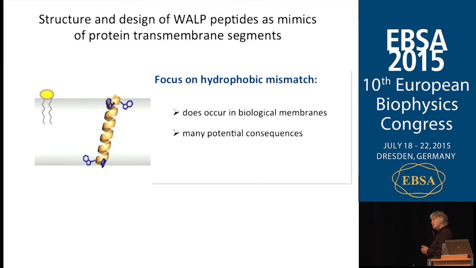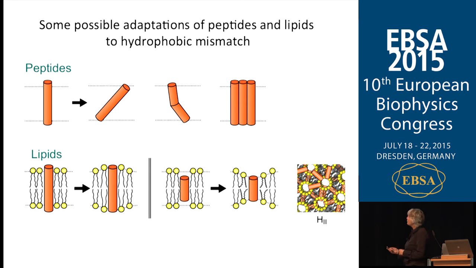The interesting thing is, if there is a mismatch, it can have many potential consequences. Think of what could happen if the hydrophobic length of this peptide is either larger or smaller than the hydrophobic thickness of the bilayer. There are many things that can happen, and these are just a few. Suppose the peptide is too long. It could start tilting, or it could deform, or get another kink, or get another conformation, or it could start aggregating. But also the lipids could adapt. They could stretch if the peptide is too long, or they could deform and disorder if the peptide is too short, or at high concentrations they could even form completely different lipid phases.